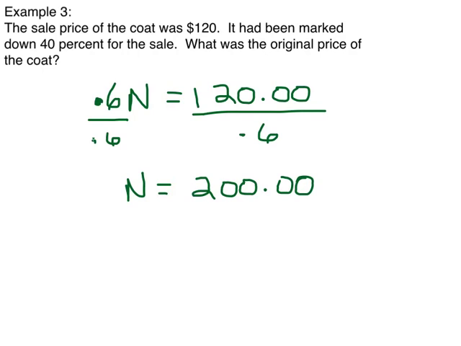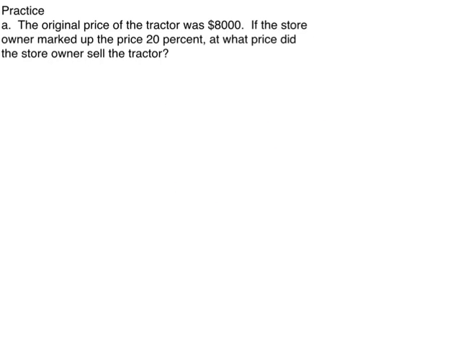Okay, so let's do your practice problems. The original price of the tractor was $8,000. The store owner marked up the price 20%. So at what price did the store owner sell the tractor? In other words, what money did he make above the $8,000 that he paid for it?